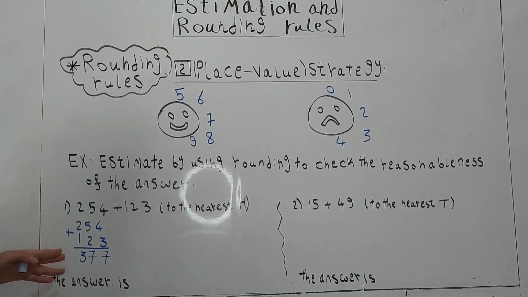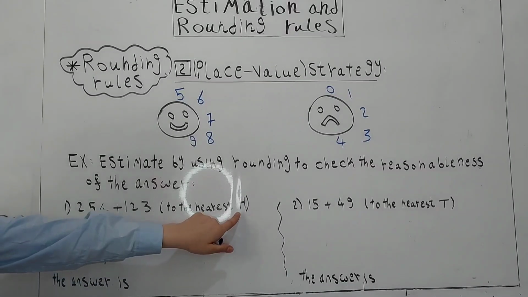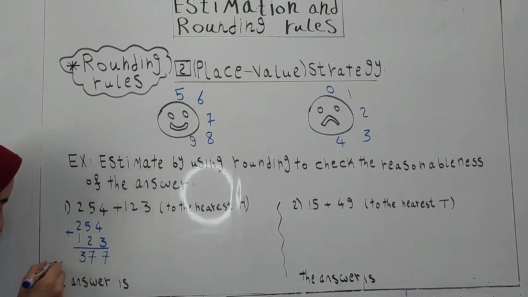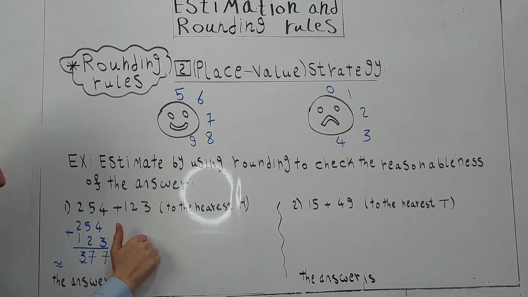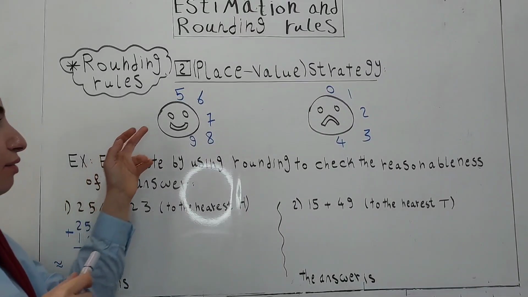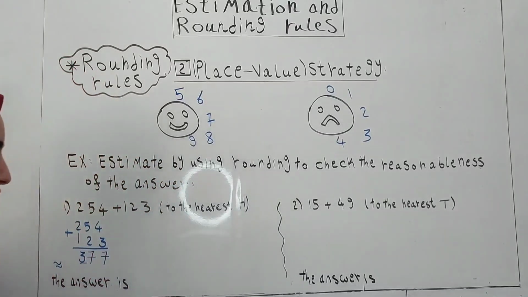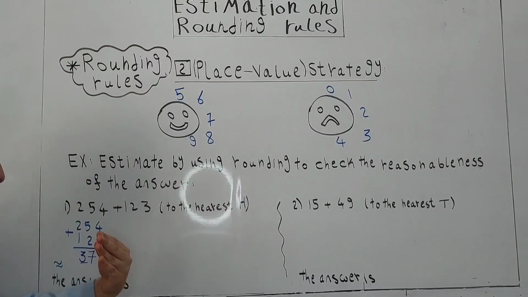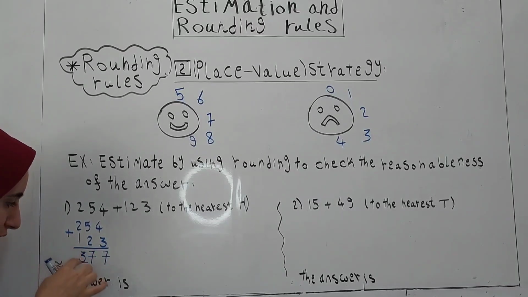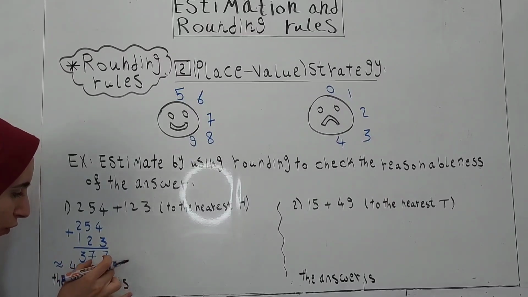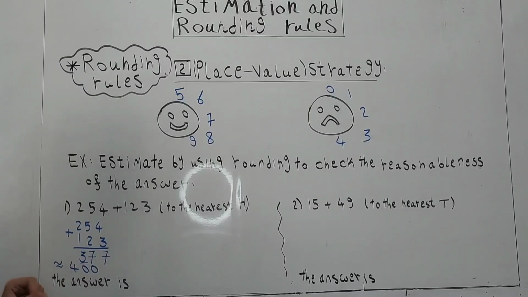Then we need to round this sum to the nearest 100. So we're looking for the digit in the 100 place, which is 3. We underline it. And we're looking at the digit in the next door, which is 7. 7 is a happy number, so the digit 7 adds 1 to the digit in the next higher place. So we cross out 3 and write 4 and write 2 zeros for the ones and the tens place.